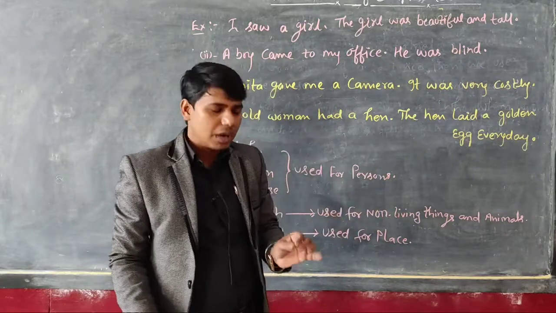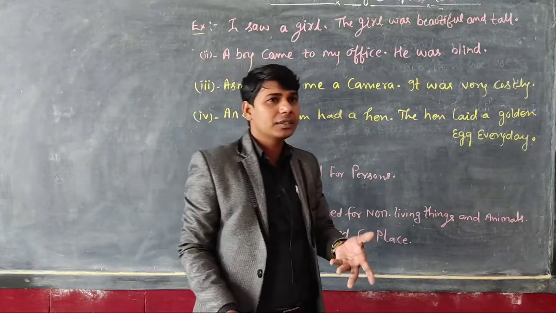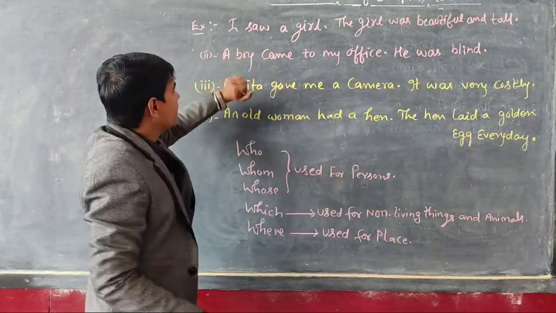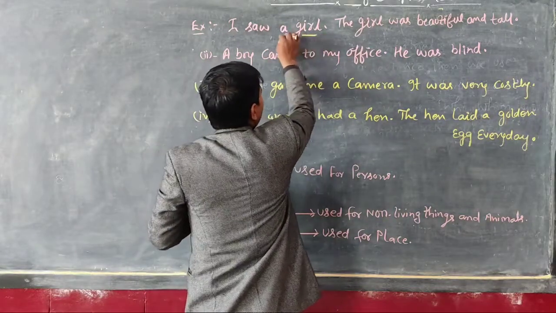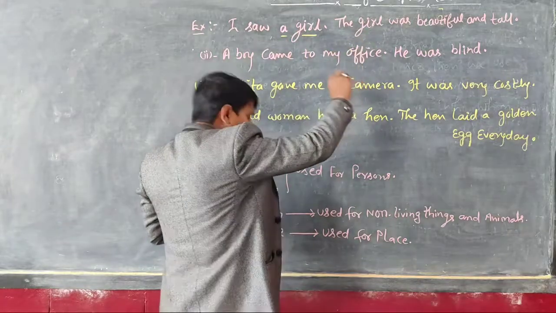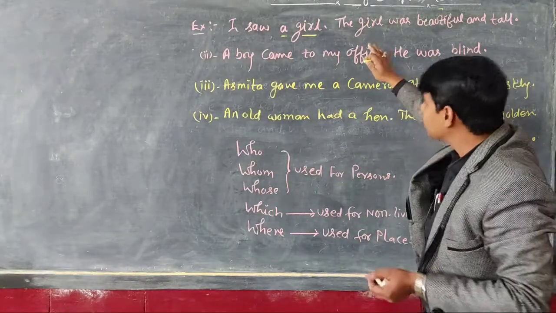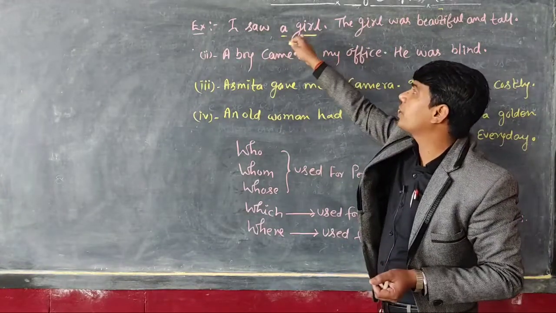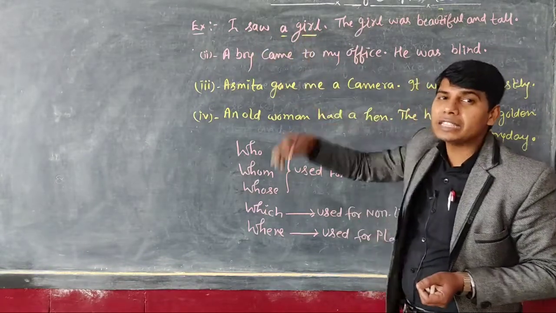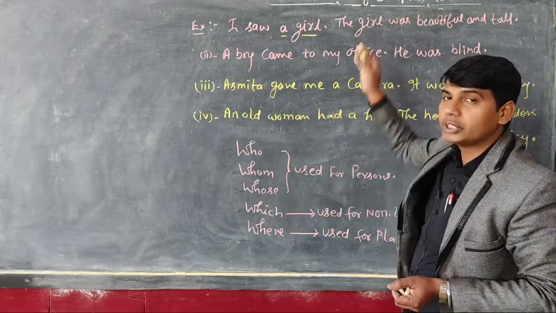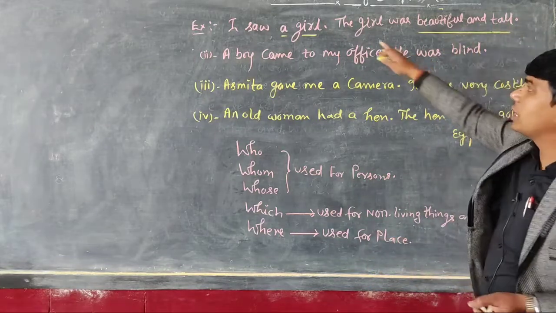I have told you the identification. So what was the identification? We can say: I saw a girl. The girl was beautiful and tall. In that sentence we have some additional information about the girl, and she is the object of the sentence. I have told you that when additional information about the subject or object is given in another sentence, we use an adjective clause. Beautiful and tall is the additional information about the girl.